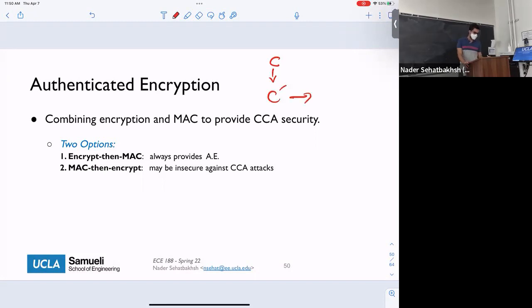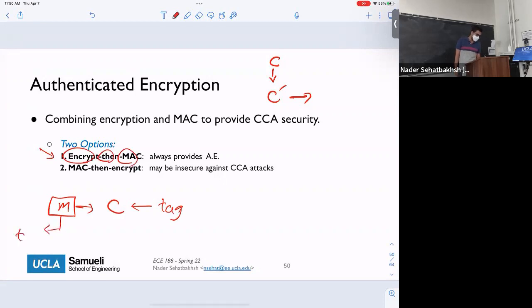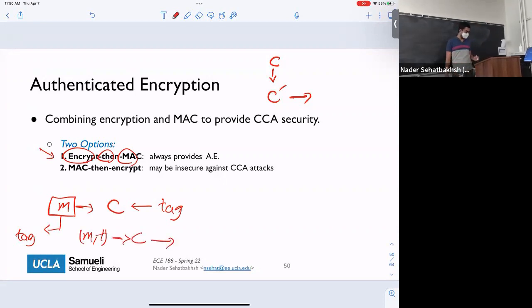So there are two options. Let's say we have a message. We can first encrypt this message to get C, and then we compute the tag for C. We usually call this encrypt-then-MAC. The other option is that I first create the tag for the message, then I encrypt M and T, get the C, and send the C. This second option is not the right way to do it. You should not do MAC first and then encrypt. You always have to first encrypt and then MAC.